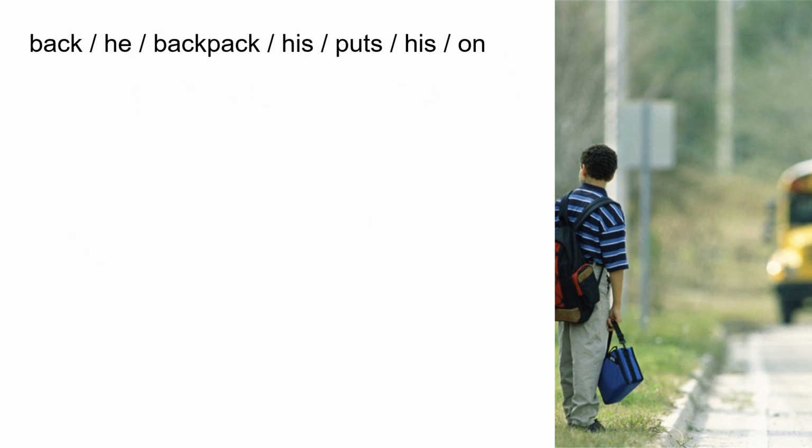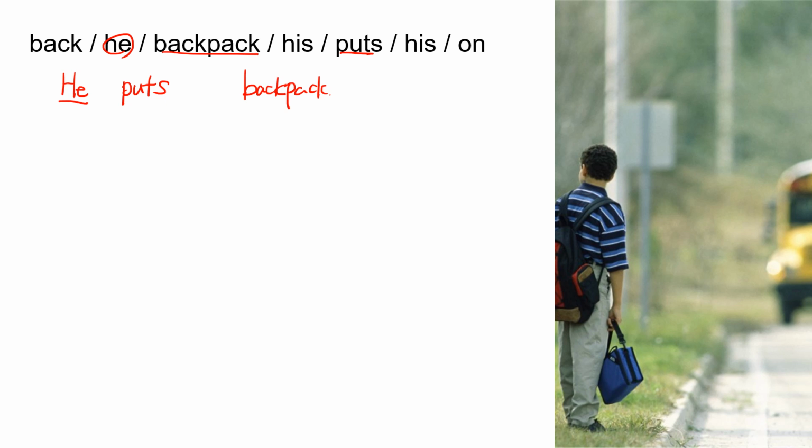Bag, he backpack, his put, his on. We have 7 words, but we have the subject, so don't worry. He put is the verb, put, and third person singular s. He put what? So after put, you need an object. It looks like backpack is the object. He put backpack.